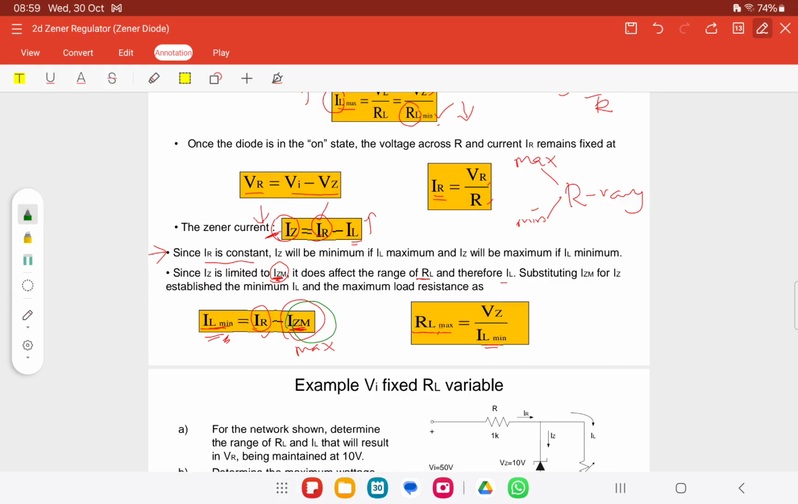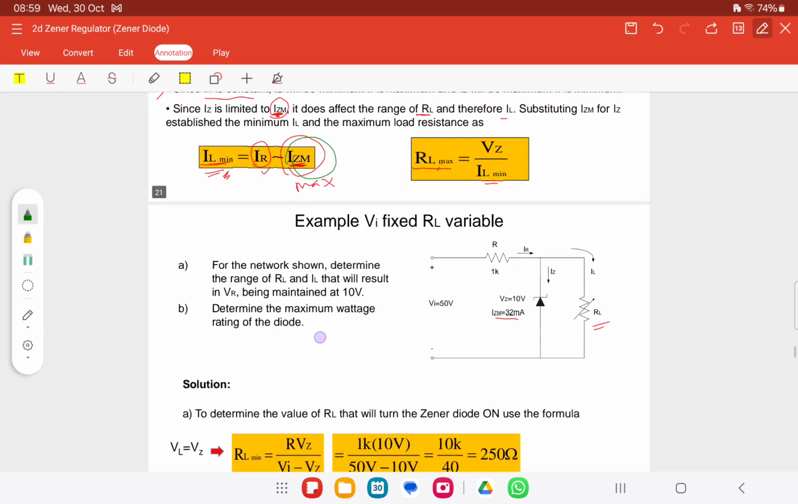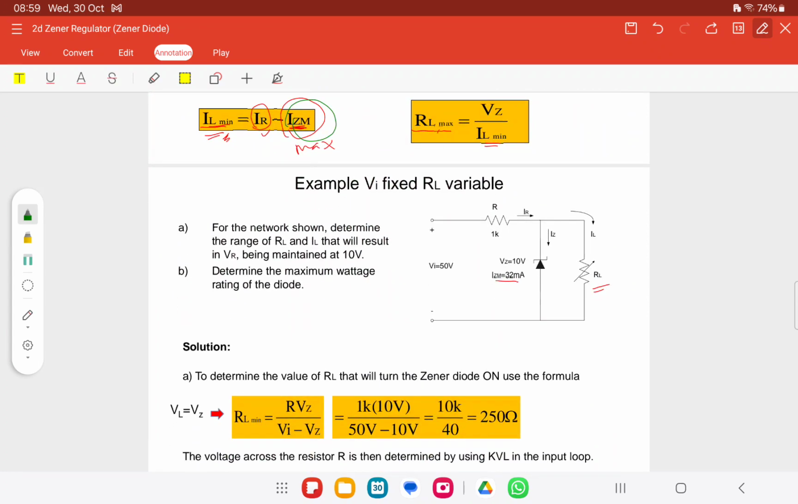Sebabnya for this one kan diode tu dia dah bagi specific value dia. Dia punya spec value dia. So normally yang ini dia akan bagi the maximum value dekat dalam diode. Kalau ini maximum, ini fix, so yang ini akan jadi paling kecil lah. Dia tak akan ubah lah kan? Dia boleh bagi contoh yang ni kan.